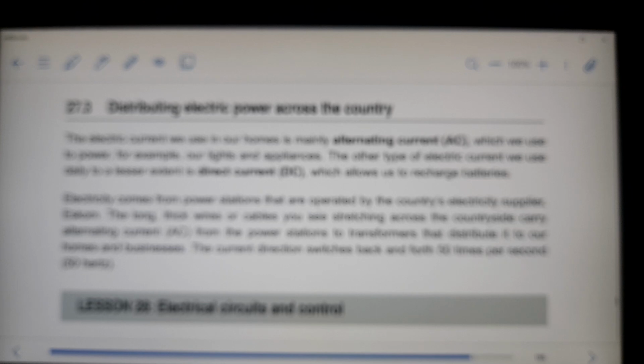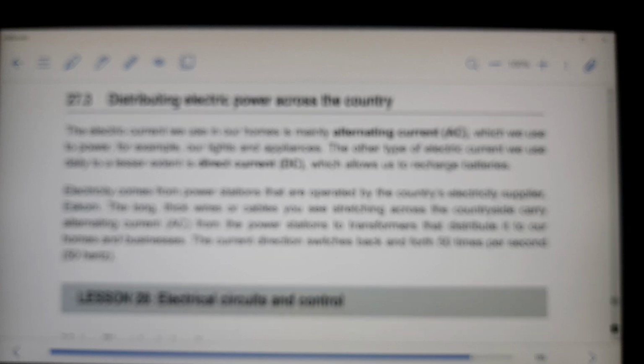Electricity comes from power stations that are operated by the country's electricity supplier, ESCOM. The long, thick wires or cables you see stretching across the countryside carry alternating current from the power station to transformers that distribute it to our homes and businesses. The current direction switches back and forth 50 times per second. That is 50 hertz. Remember, that is the alternating current. It can switch back and forth, so that is why we say it is the alternating current.